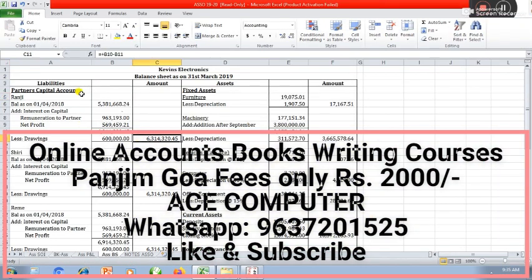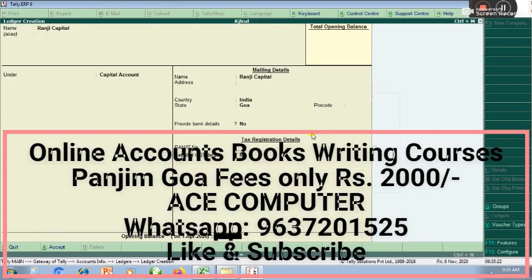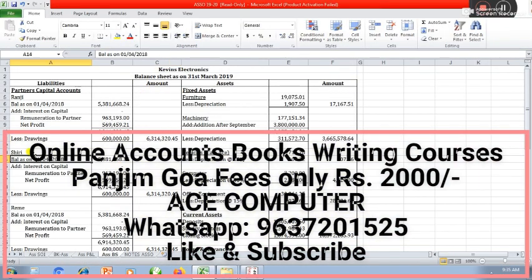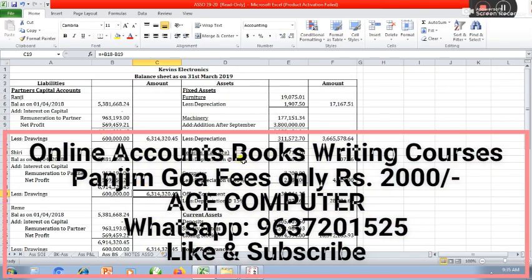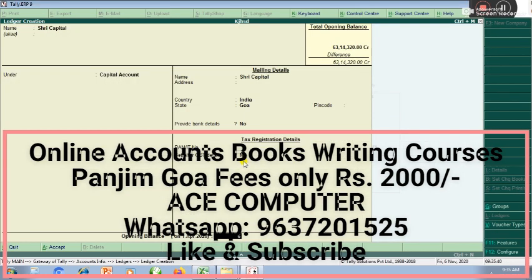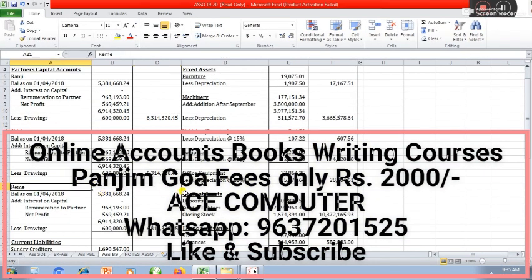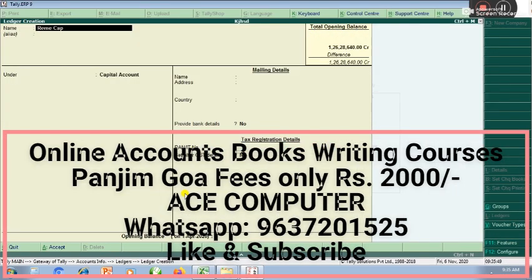Amount directly you take from this. Don't use this add less. This is last year, you take this value directly: 63 lakhs 14,320. Okay, then next one is Shri Capital, again 63 lakhs 14,320. Then there is one more, Remy Capital.